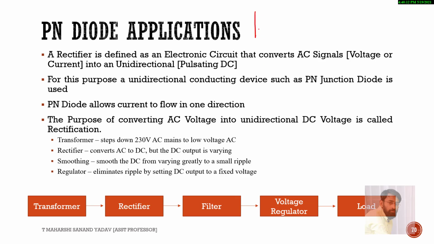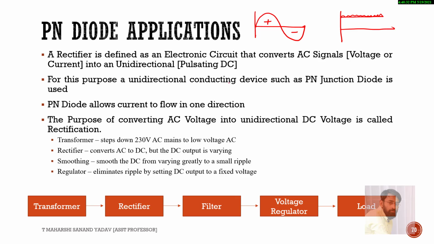We know that AC, suppose this is an example of AC, I am taking a sinusoidal waveform which contains a positive half cycle and a negative half cycle. It converts AC to pulsating DC. We know that DC means a straight line, it will be like this, but pulsating DC is something pulsating in nature, meaning a small number of ripples will be present on it.